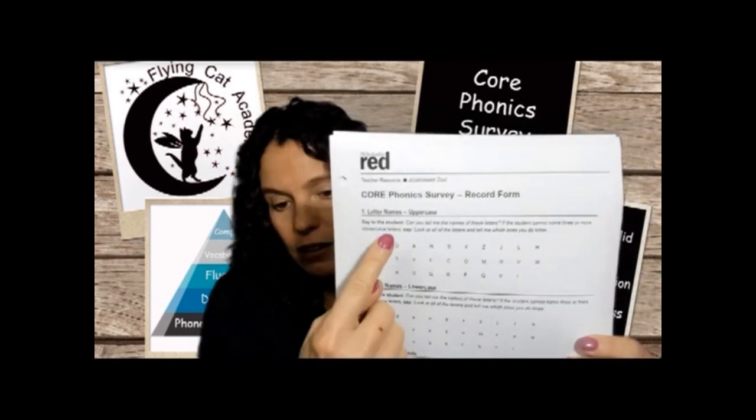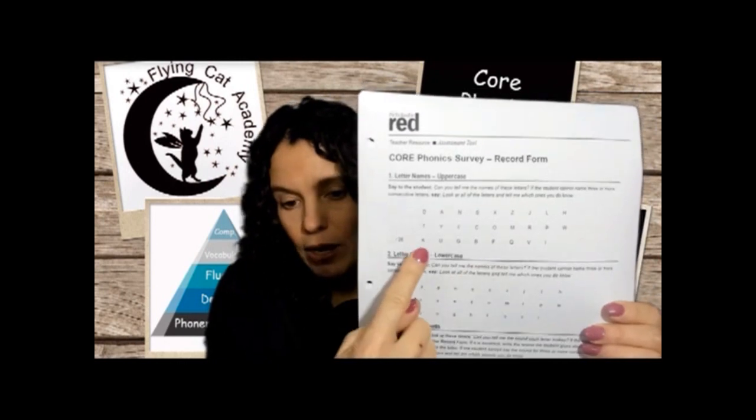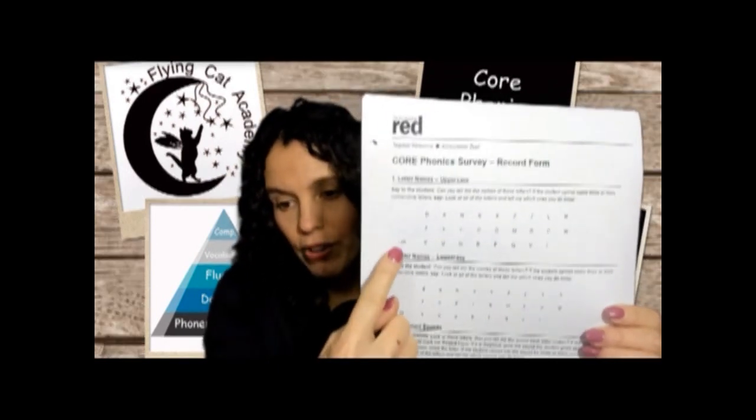And as the student's reading, the teacher is writing down as much information as they can about the types of mistakes that are happening. So for example, if the student said B instead of D, I would write down B, where the D is, so that I knew what the mistake actually was. And then once they're finished, you tally it all up and you can write the total score there. And then you would move on to section 2.